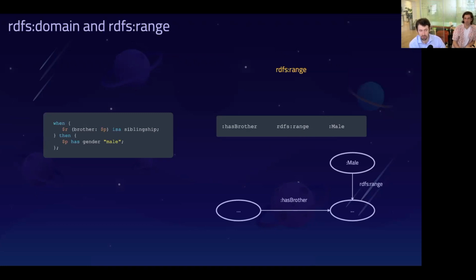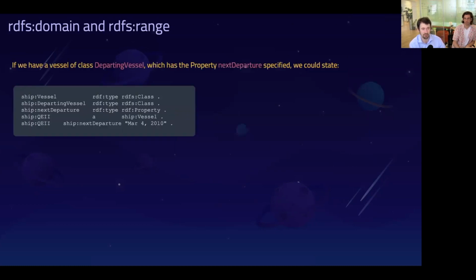We can do the same effectively by saying that in a TypeDB rule, if someone plays the role of brother, then it has the gender male. And we would rather represent this as an attribute rather than having it as an entity or as a class.